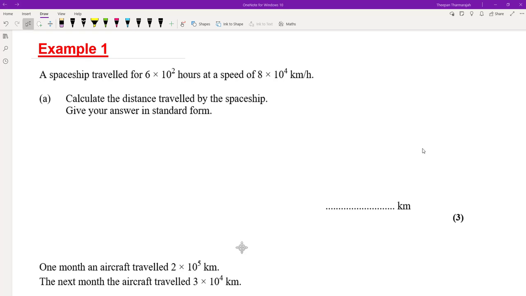In this video, we're going to look at some exam style questions of standard form. And also in this video, I'm going to show you how to use a calculator to solve standard form questions. So let's take an example.